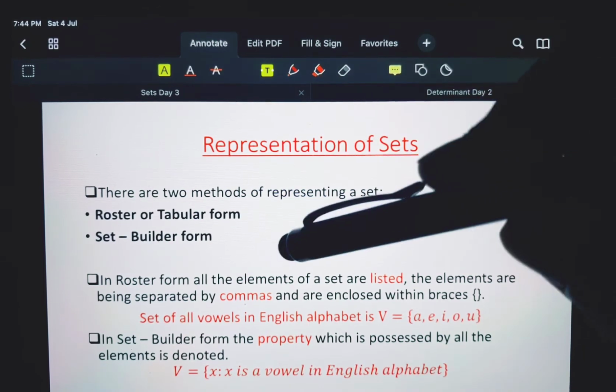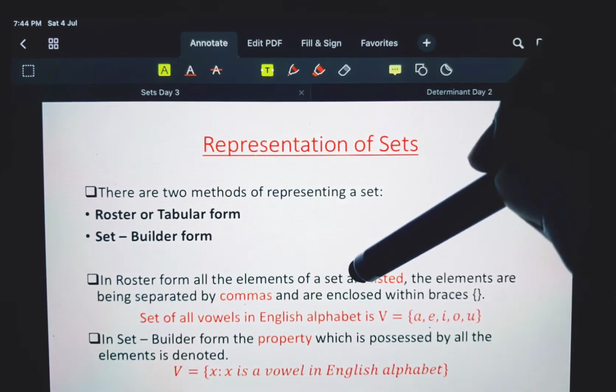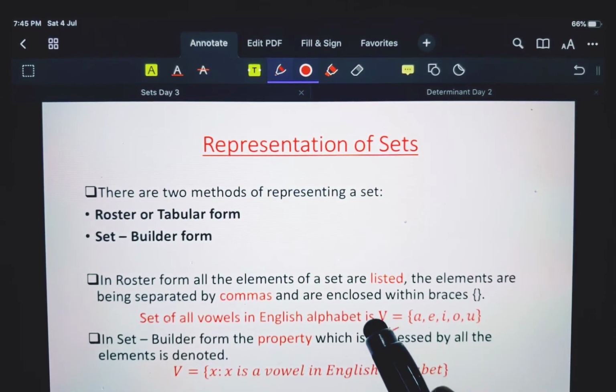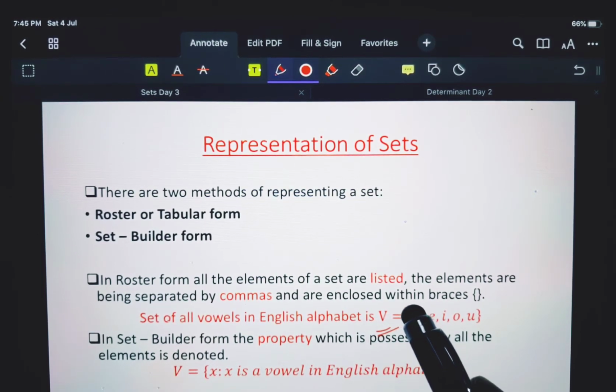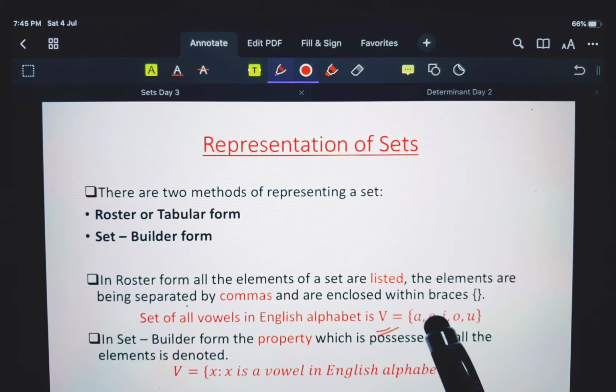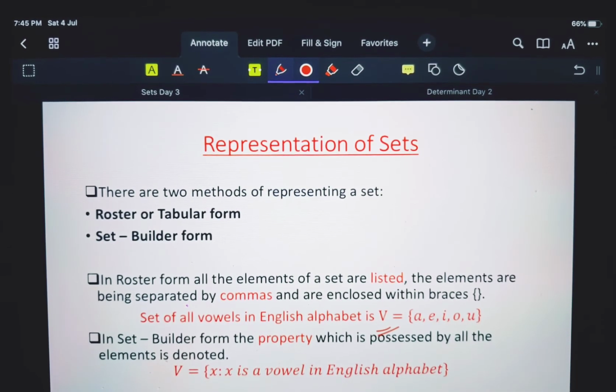So in here what happens is, in roster form, all elements of a set are listed. So I will just write all the elements one by one. The elements are separated by commas. I will separate each element by a comma and enclose them within braces. So if I say the set of all vowels in the English alphabet is V, I am just giving the name of the set, denoting it as capital V, right? And that is equal to what? Do you see? A brace starts, a brace ends. a, comma, e, comma, i, comma, o, comma, u. So all the elements are listed, separated by commas and enclosed by braces.